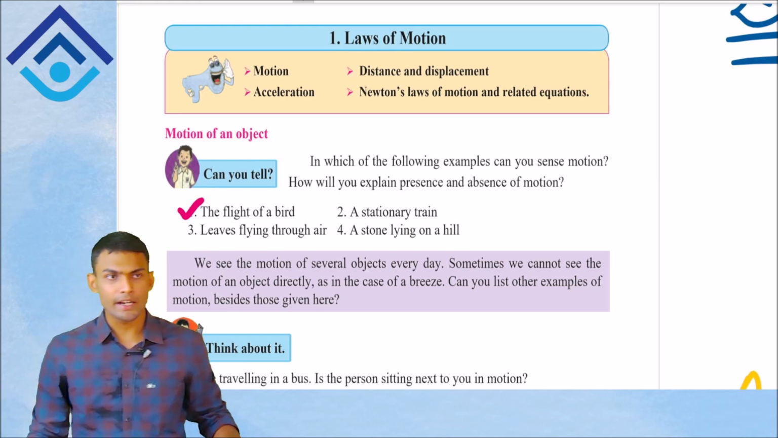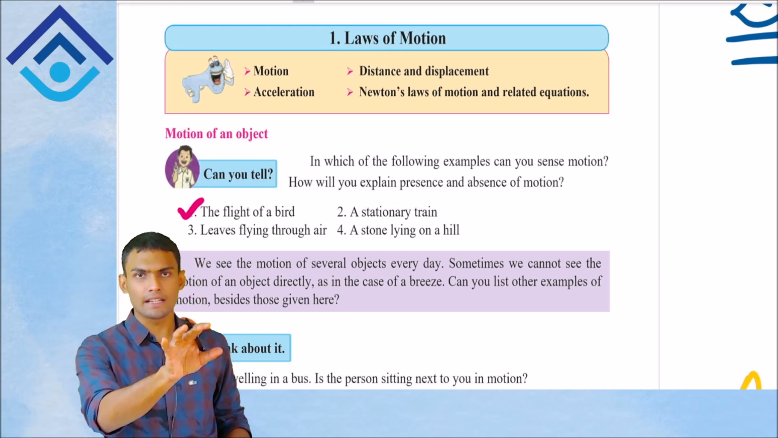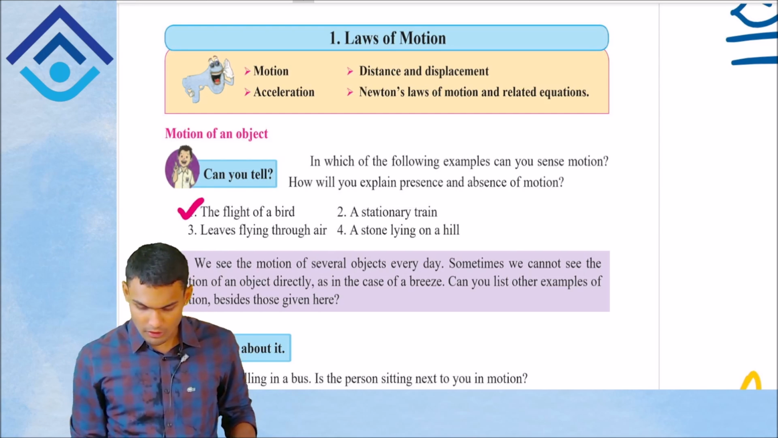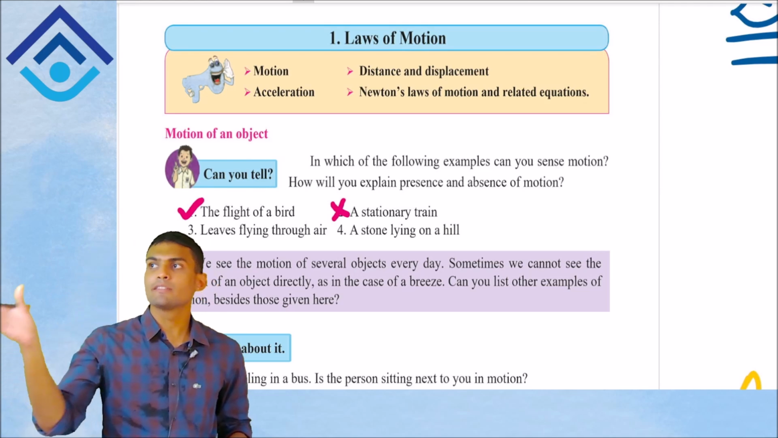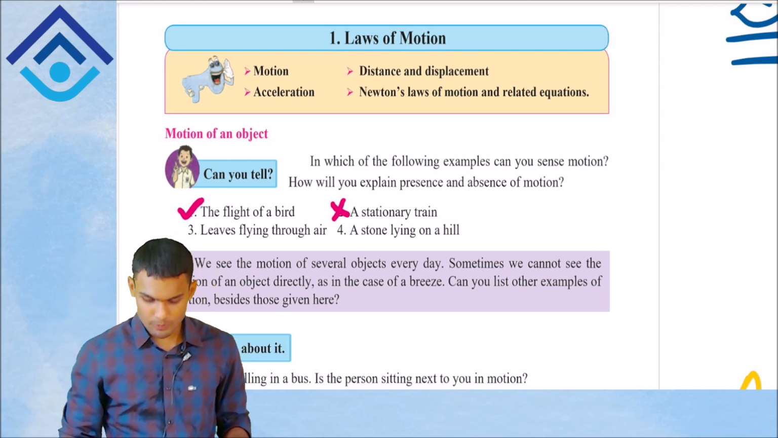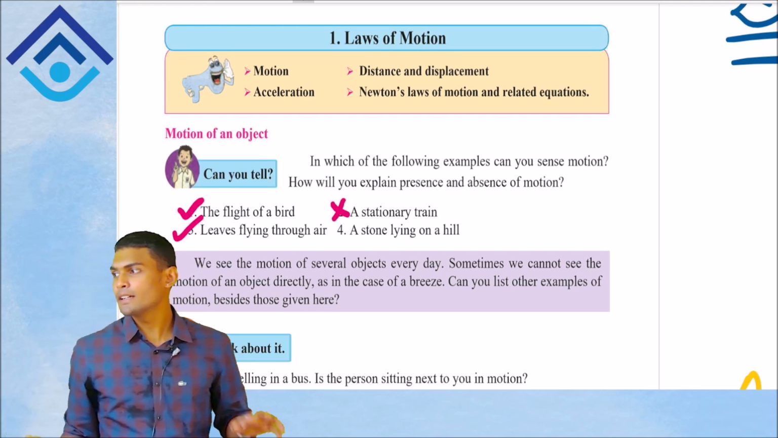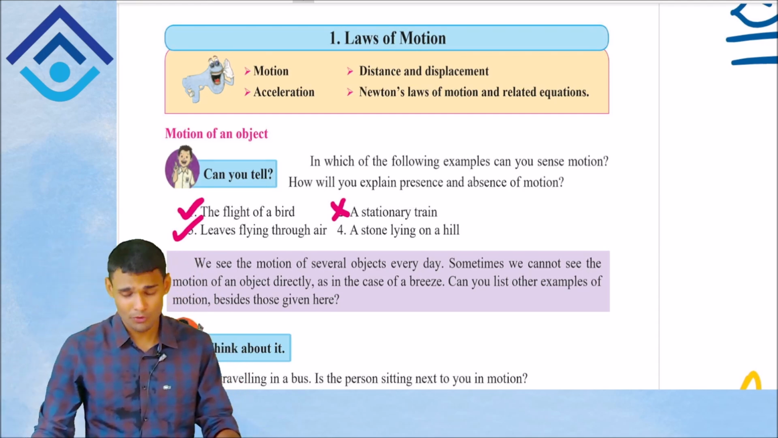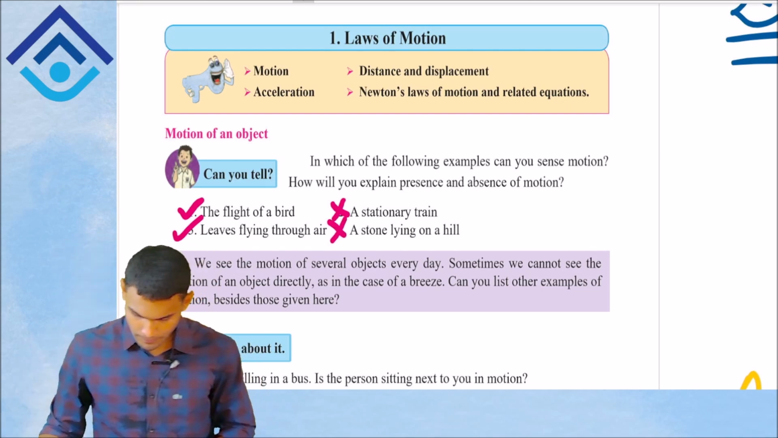A stationary train. The word stationary means that it is at rest. The train is standing, it's not moving. That means it is not in motion. Leaves flying through air. Yes, obviously, leaves flying right over there, changing its position once again. And a stone lying on a hill. A stone just sitting there in one position does not mean it is in motion. Simply you know it right over there. No change in position means no motion.